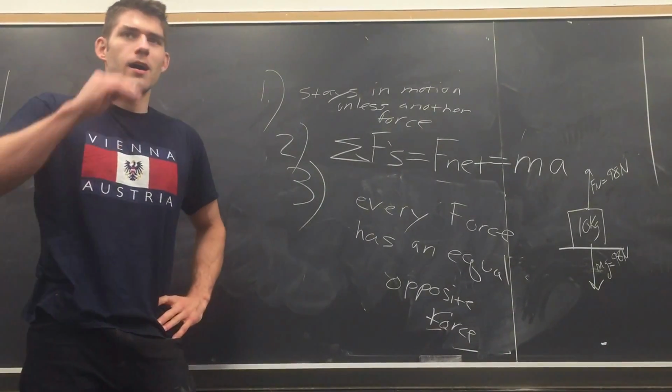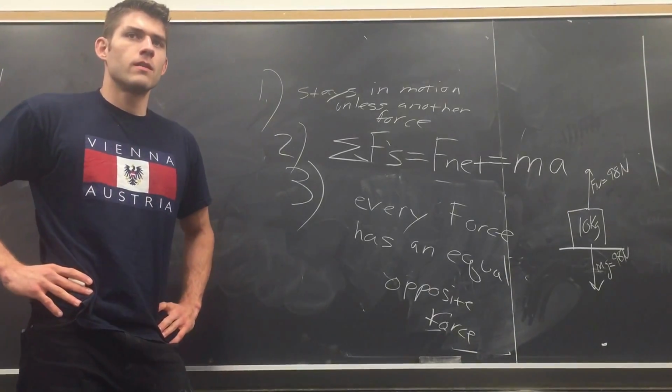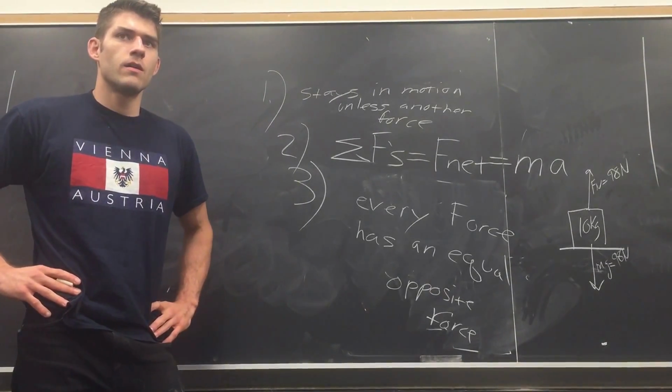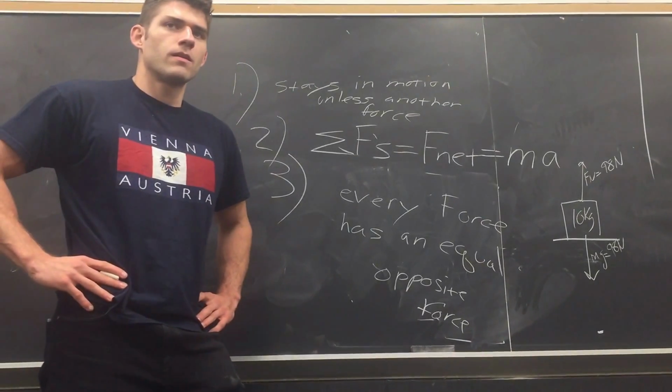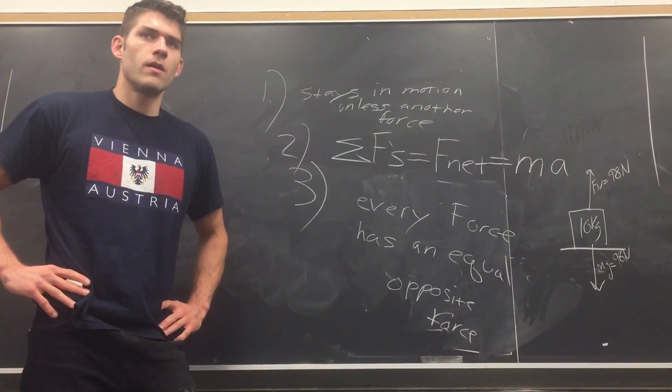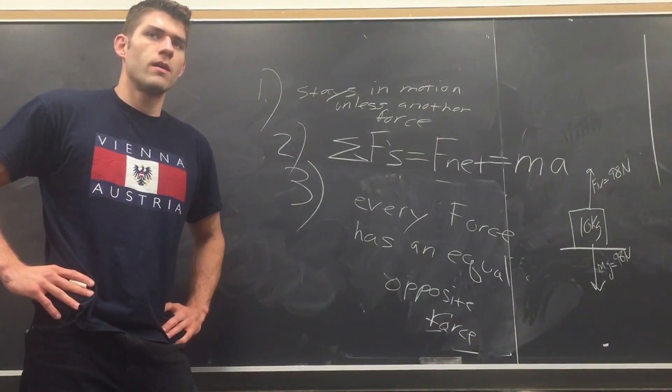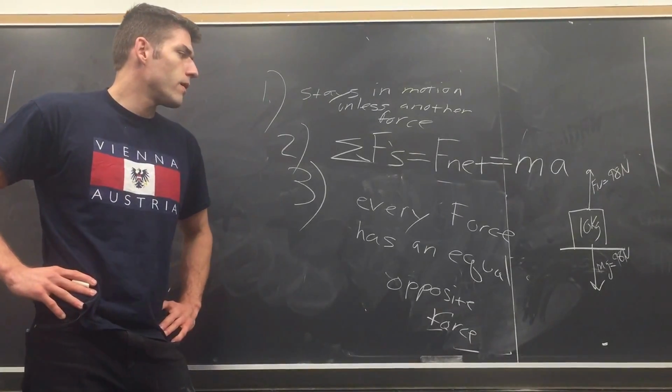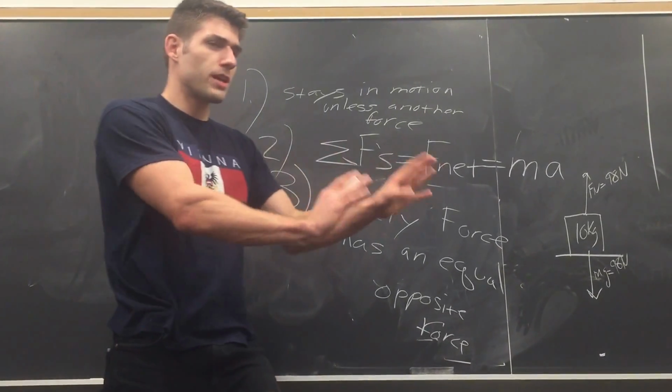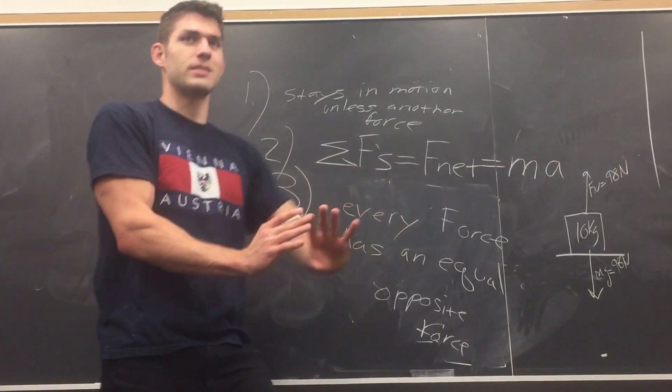Well, is that the same thing as when you're pushing on something and it's moving? Because the table is pushing back with the same amount of force, but it's moving because there are multiple forces acting on that object. That's right. So you can push something and still have Newton's third law occurring, and it's still moving.